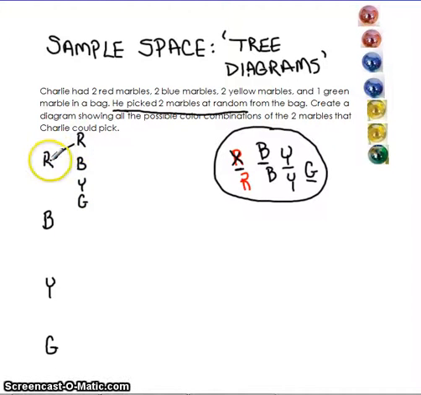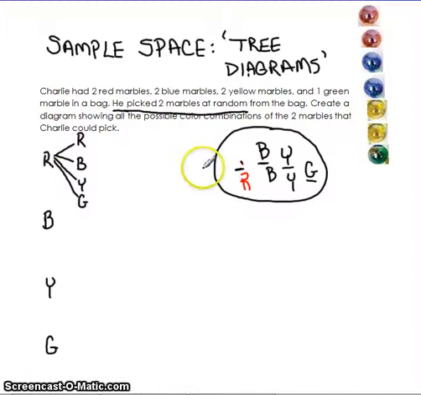Now, the tree part comes from here. This line means red on the first pick, red on the second pick. This line means red on the first pick, blue on the second pick, and so on. Red on the first pick, yellow, red on the first pick, green on the second pick. So you end up seeing we've got 4 branches here, and that's why we call it the tree diagram.